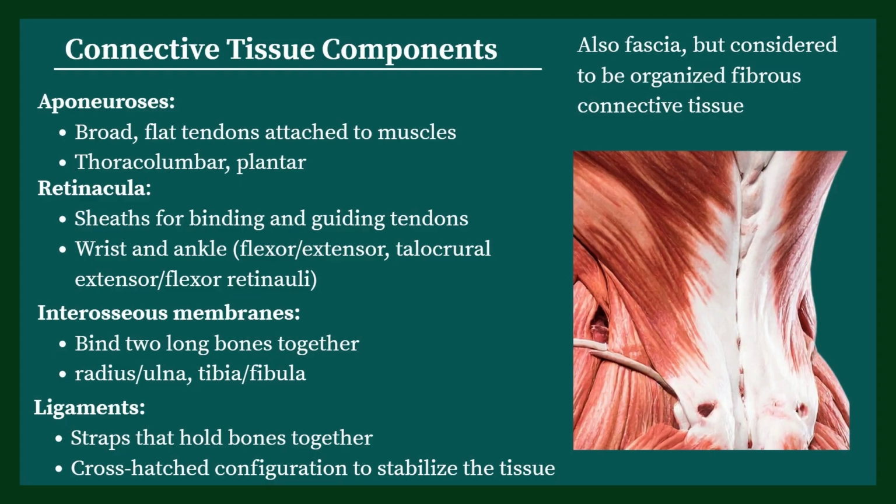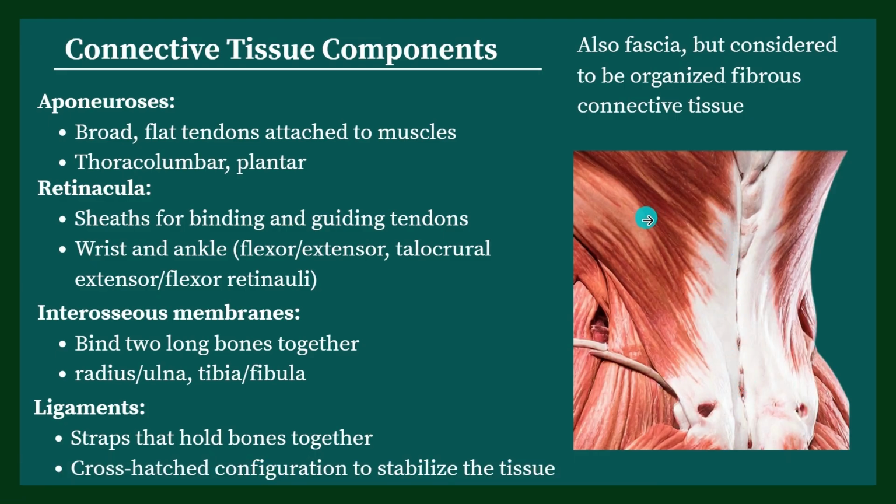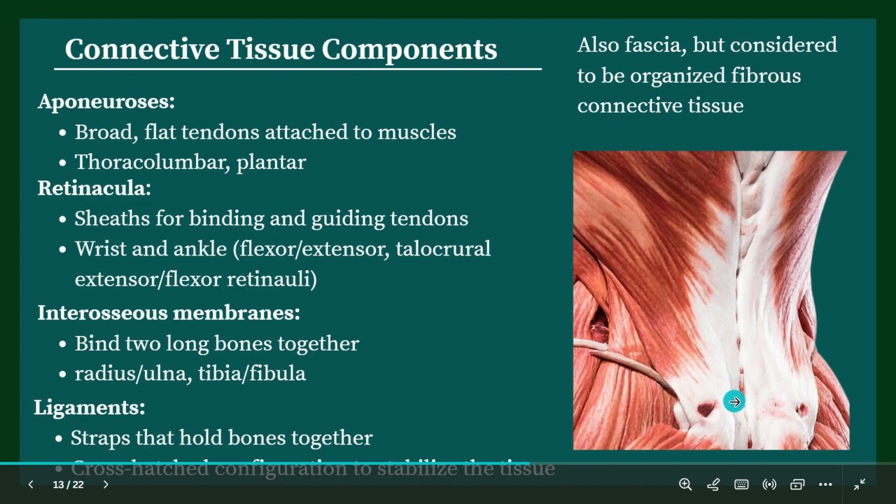Okay, so connective tissue components. These are the parts that attach the muscle and the fascia to the bone. And parts of it can be a little bit fascia too. So also fascia but considered to be organized fibrous connective tissue. Okay. So aponeuroses are broad, flat tendons attached to muscle. So we have the lumbar aponeurosis attaching the lumbar muscles to the vertebrae here.